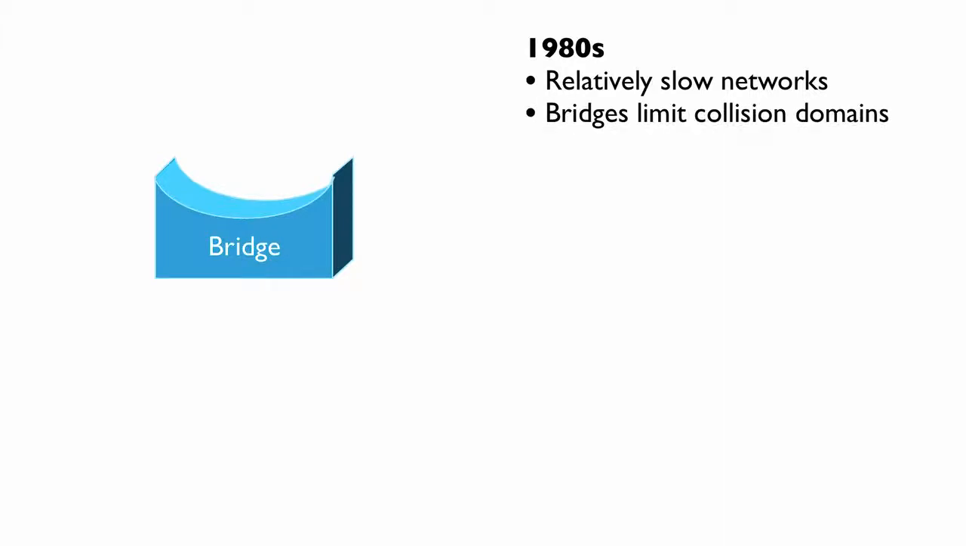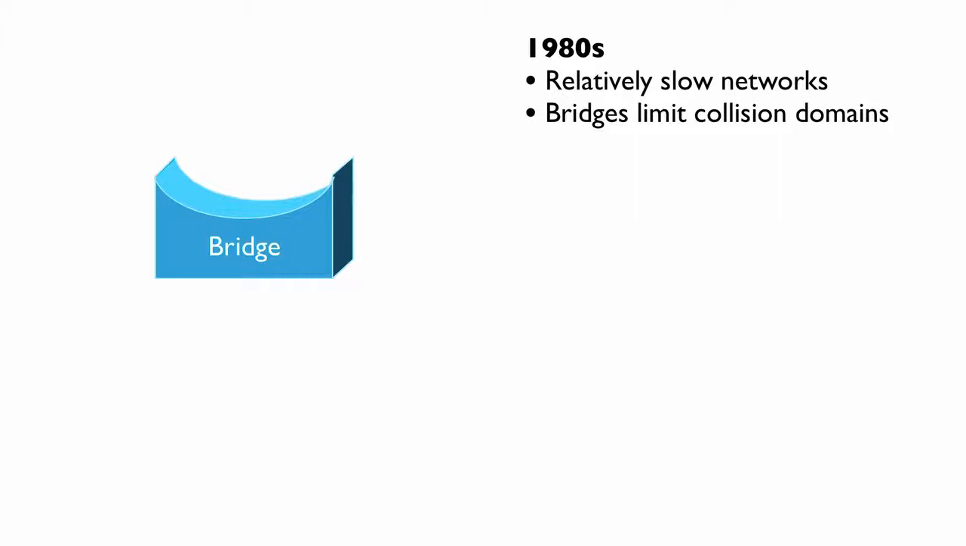As we consider a modern-day switch, let's think back to the 1980s. Back in the 1980s, that's when Ethernet bridges came out. Back in the 80s, networks were relatively slow. Implementations of Ethernet were 10BASE2 or 10BASE5 typically, and bridges were developed to limit collision domains. This allowed networks to scale somewhat.